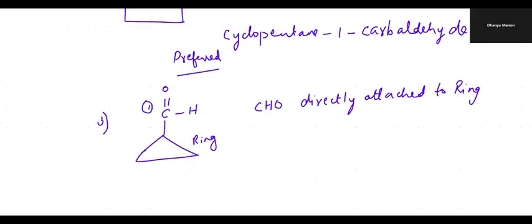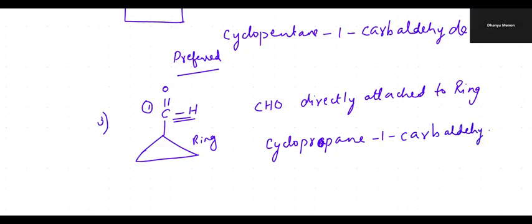So what would be the name? Cyclo. So this is the substituent, yes. So cyclopropane. Although this is a substituent, we consider CHO as carbaldehyde. Cyclopropane 1 carbaldehyde. This is the preferred name by IUPAC. Why? Because CHO is directly connected to the ring.